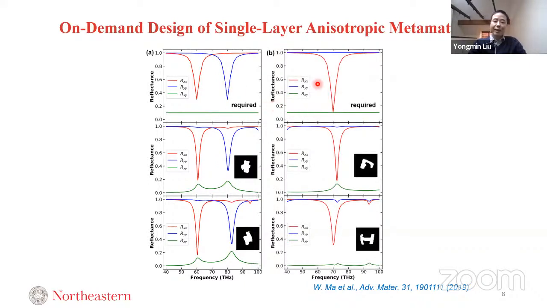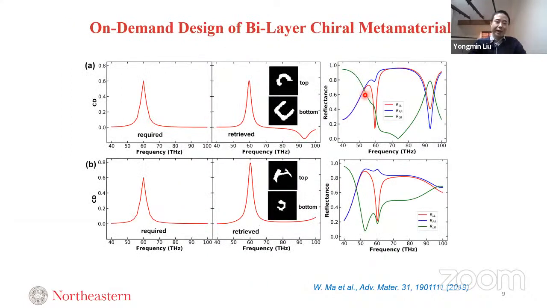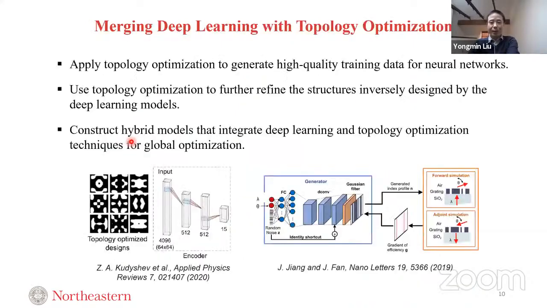And here is another example. So you can clearly see the geometry is very different, but both of them can satisfy the initially defined optical spectrum. So this is one layer structure. And we also demonstrate the design of a bilayer, or you can consider three-dimensional metamaterials. In this case, we are looking at these chiral structures for the optical response.